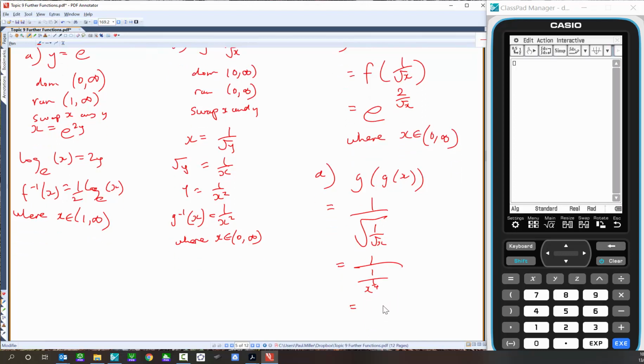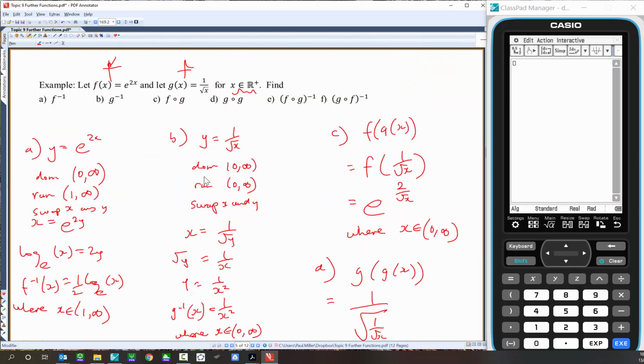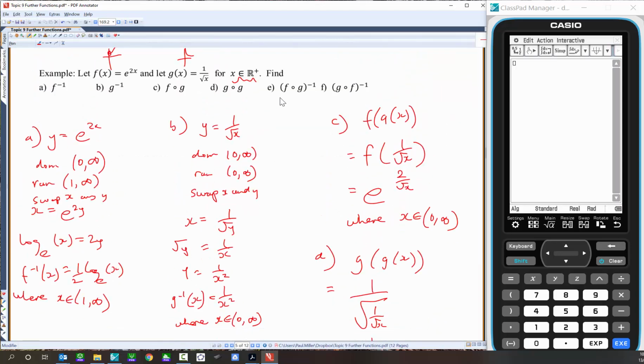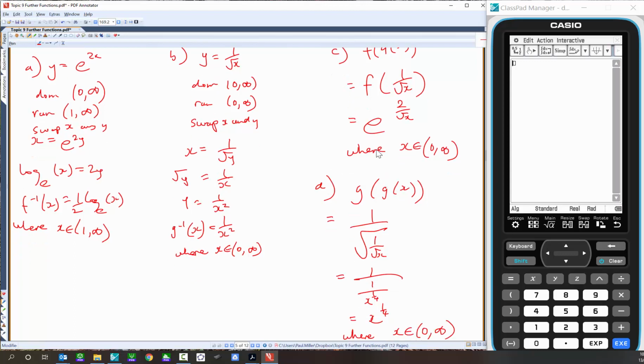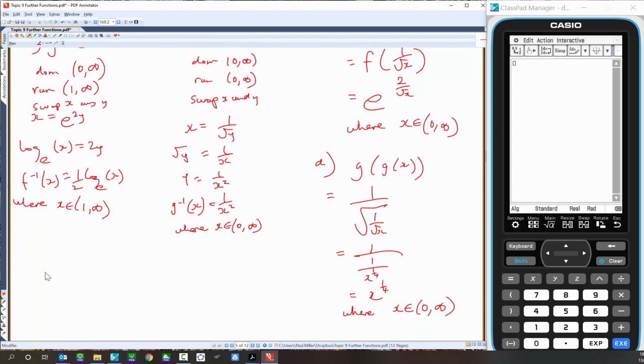And that is going to be 1 over that, which is just going to be x to the 1/4, where x is an element of the domain of this, 0 to infinity. Okay, that's D. All right, E involves us inversing the composition we made in C. So there's the composition in C. So I'm just going to note that. So what are we doing?